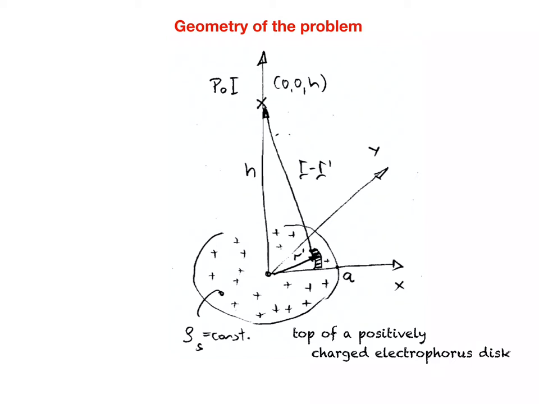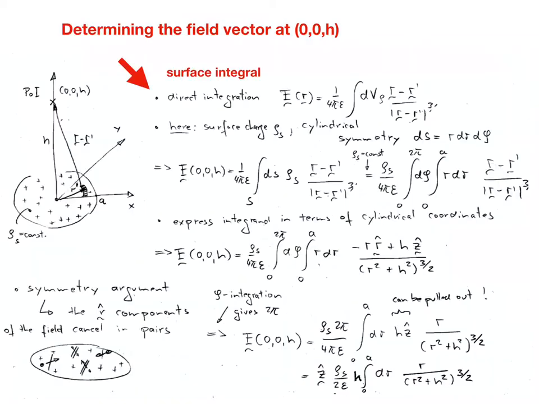This means the position vector r points from the origin to the point of interest, and the vector r prime that identifies the location of the contributing charge is always in the xy plane, going from the origin to that charge. The vector identifying the distance of separation between source charge and point of interest is then r minus r prime, as indicated. In order to determine the electric field vector at the position 0,0,h, we first write down the general expression.